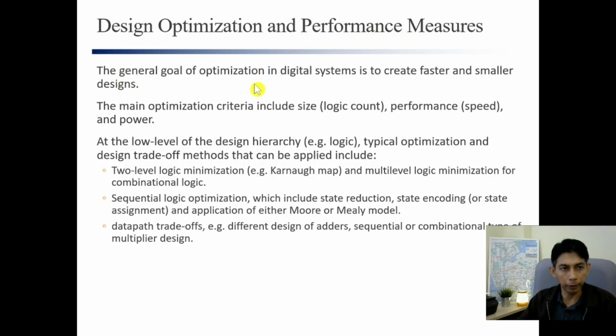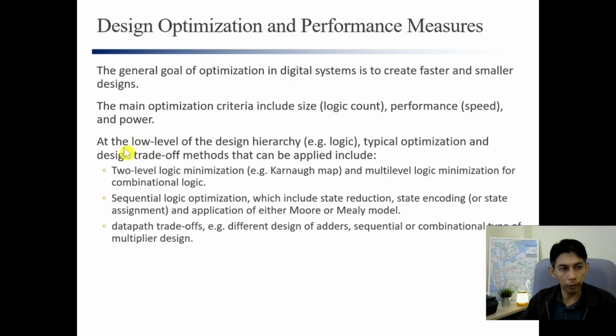The general goal of optimization in digital system is to create a faster and smaller design. So we know this already. The objective of optimization is to create a faster and smaller design, and even a low power design, right? To get a smaller design means that we need to have a lower logic count, which means the components, the gates in our design should be as small as possible. And then there is the speed, the performance, and the power.